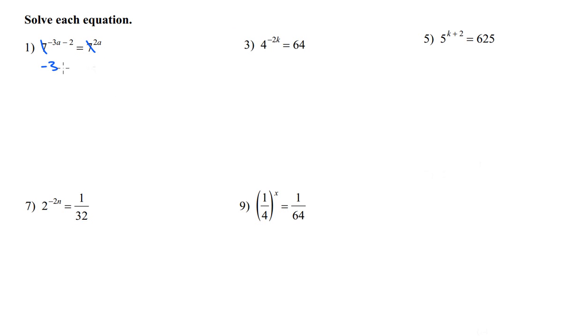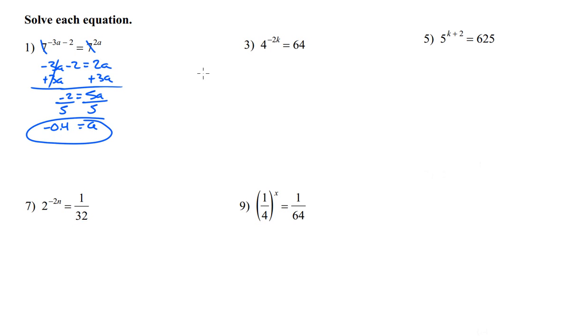have left. So we've got negative 3a minus 2 equals 2a. Add 3a to both sides. Good old algebra here. Negative 2 equals 5a. Divide both sides by 5 and we get a is negative 0.4 or negative 2/5, whichever one you want. Either one of those is fine. All right.